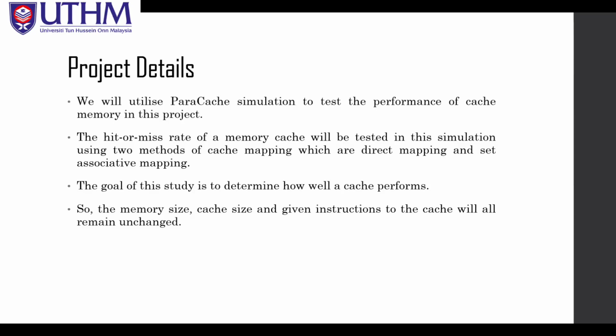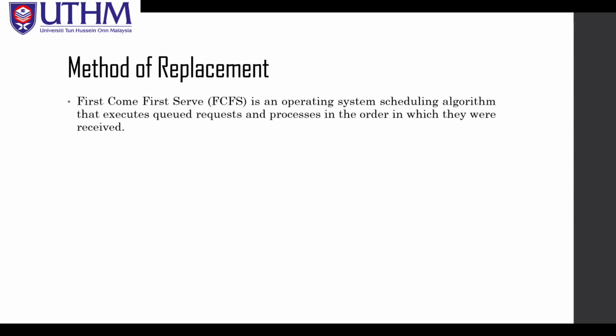In our project details, we will utilize ParaCache simulation to test the performance of cache memory in this project. The hit or miss rate of a memory cache will be tested in the simulation by using 2 methods of cache mapping, which are direct mapping and set associative mapping. The goal of the study is to determine how well a cache performs. So the memory size, cache size, and the given instruction to the cache will all remain unchanged.